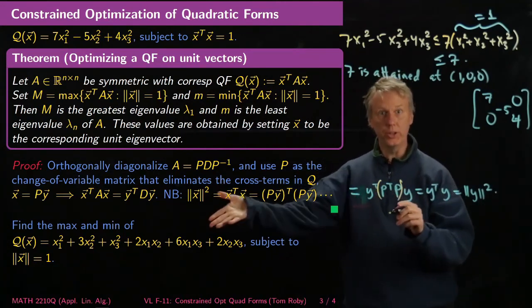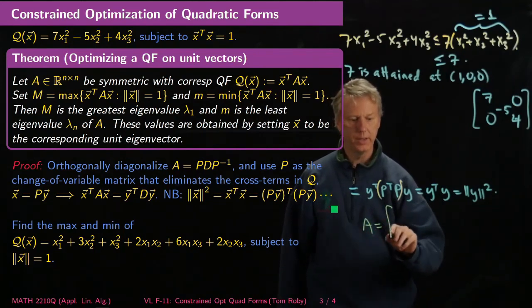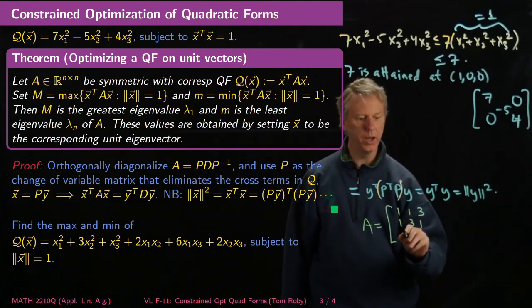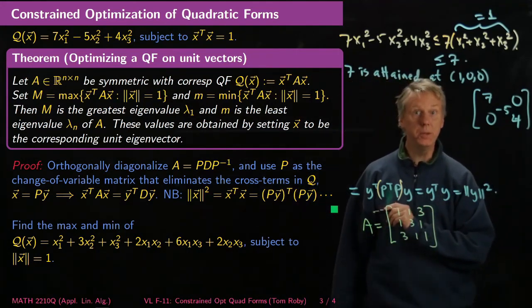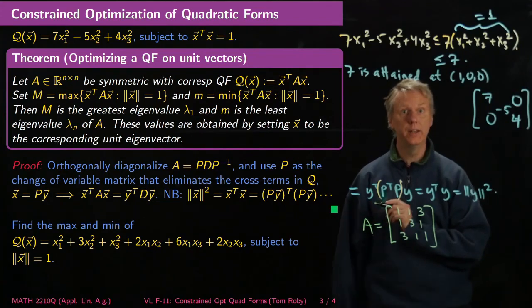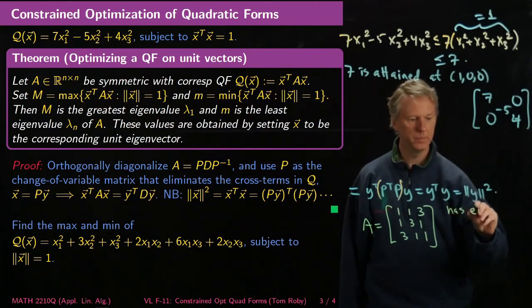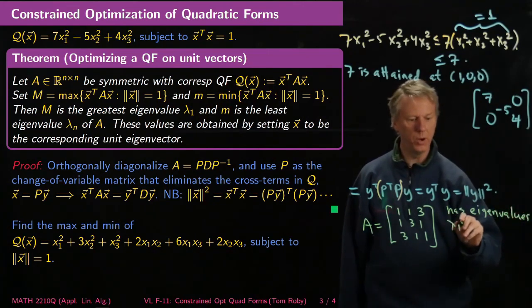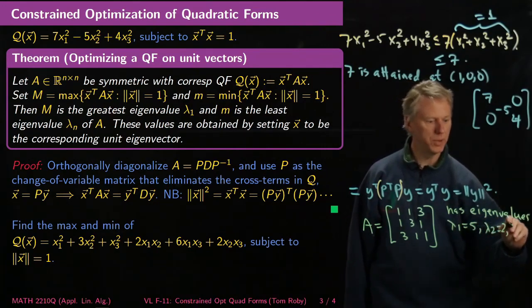We've already looked at this example in a previous video lecture, so you probably won't be surprised when I write down the matrix here, which is [1, 1, 3; 1, 3, 1; 3, 1, 1]. Okay? So this is a matrix we've seen before. We know how to compute its eigenvalues and eigenvectors. So the eigenvalues are lambda 1 equals 5, lambda 2 equals 2, lambda 3 equals minus 2.